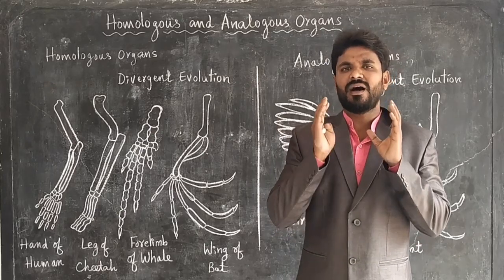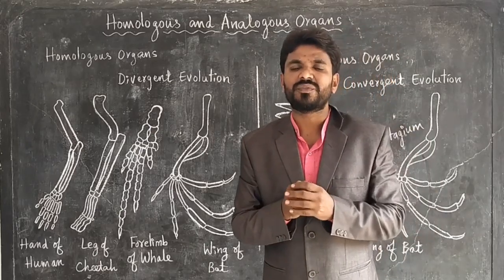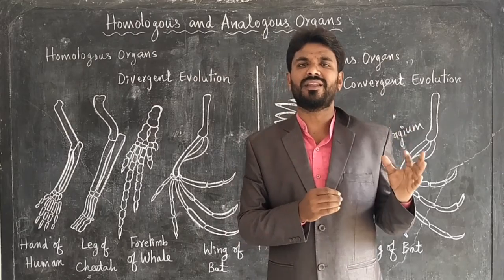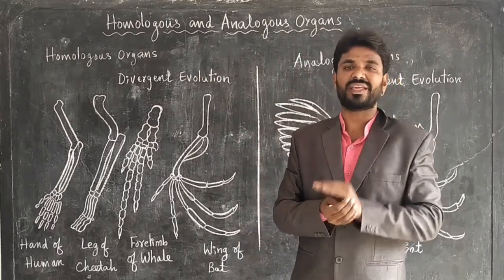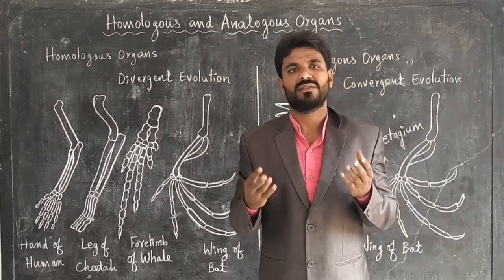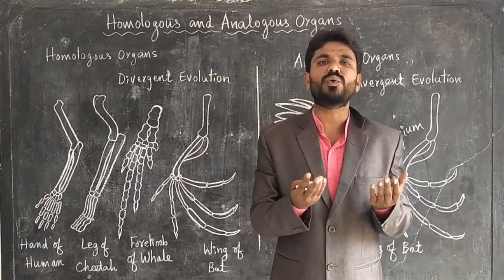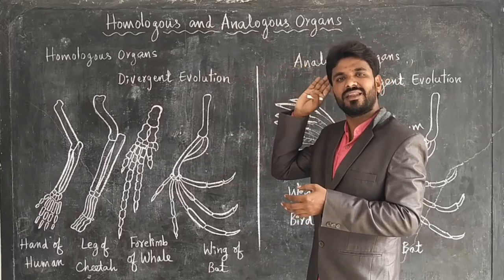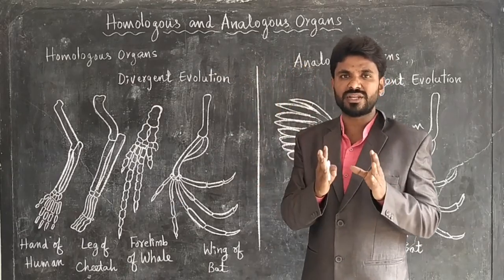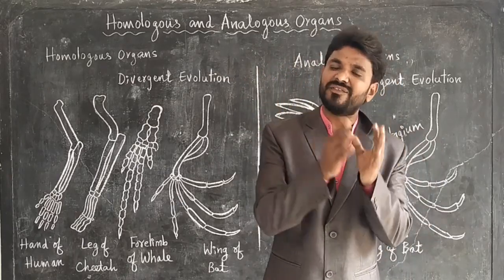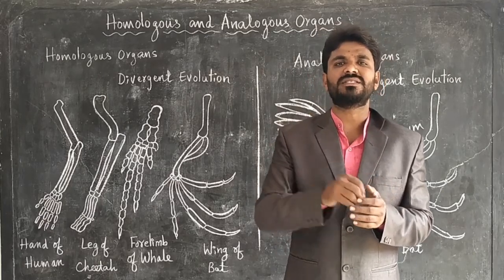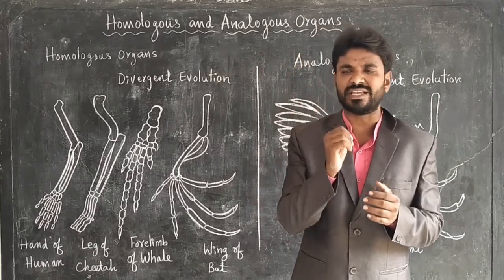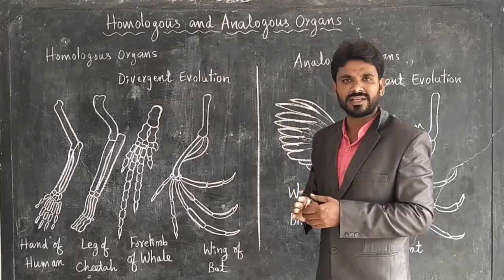But how can we believe that evolution is really going on? Evolution takes place in organisms. How can we believe? We can believe simply by looking at the evidences. The evidences are homologous and analogous organs. For evolution, there are so many proofs, so many evidences. Out of all those evidences, the very first evidence for evolution is homologous organs and analogous organs.